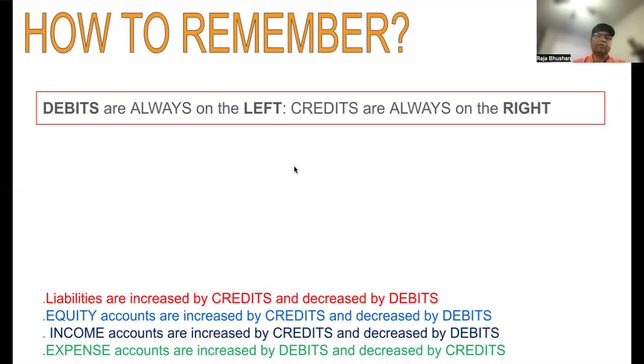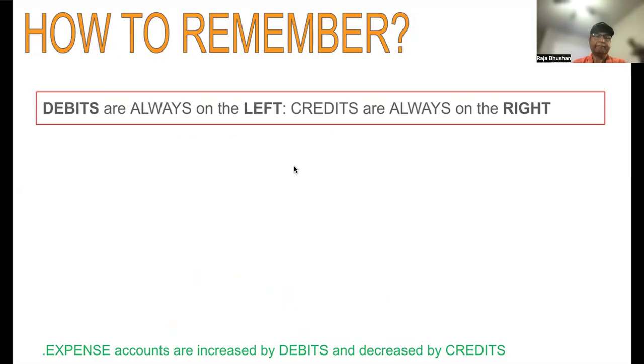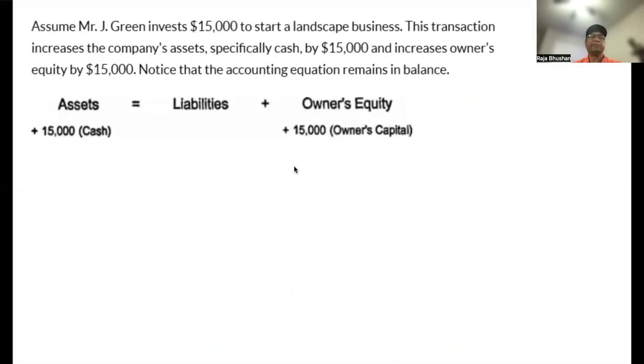So remember, debits are always on the left and credits are always on the right side, right? Okay, let's take one example. Mr. Green invests $15,000 to start a landscape business. Always remember the business entity concept, where the business is a separate entity from the owner. We don't mix up the owner's funds with the business because the business has to keep all transactions separate from the owner. So the business is getting $15,000 and that is cash.